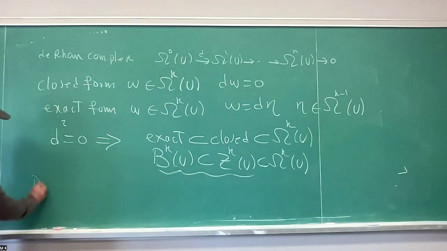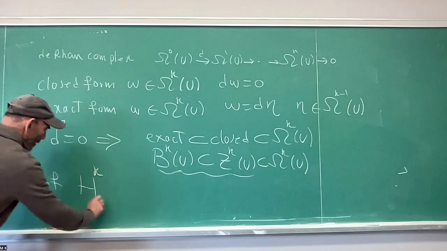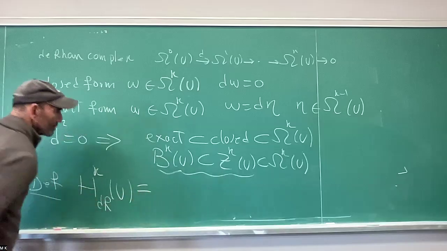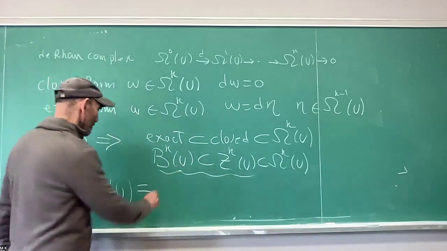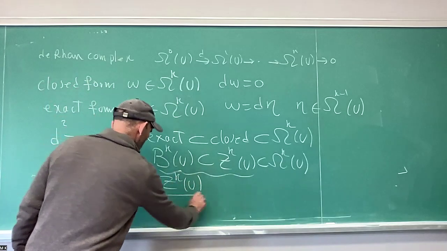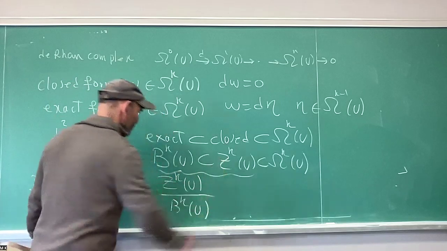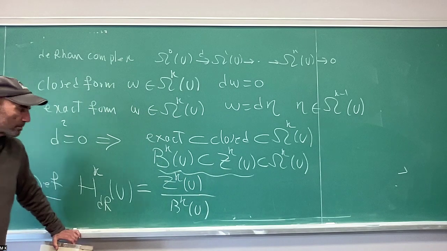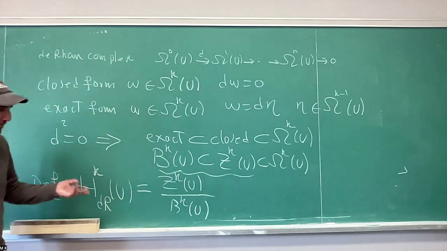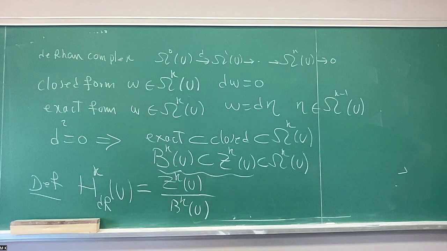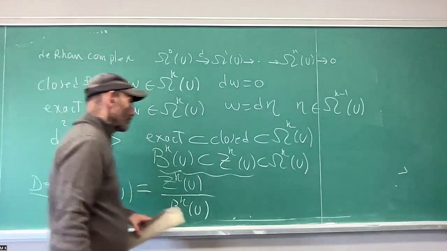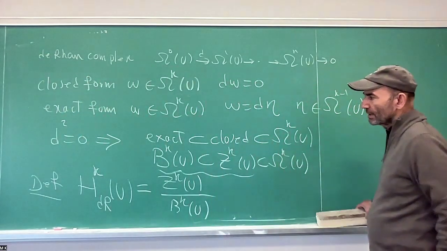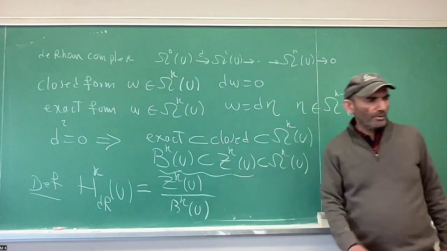Okay, so definition. H k de Rham of U is just the quotient of Z k by B k. So this looks like a nonsensical game, except for the fact that when you do this, you detect the topology of U. The dimension of this space is exactly the k-dimensional holes inside the space. That's what de Rham's theorem says. But so this is the de Rham cohomology. Do you have any questions so far about this?